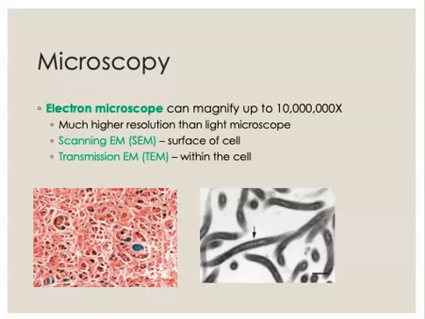There are two kinds of electron microscopy that we need to be familiar with. One is called scanning EM, and the other is transmission EM. We abbreviate those as SEM and TEM. Now, the difference between these two kinds of electron microscopy is that scanning EM is going to show us the surface details of a cell, and transmission EM is going to show us the internal parts of the cell, the details of the inside of the cell.